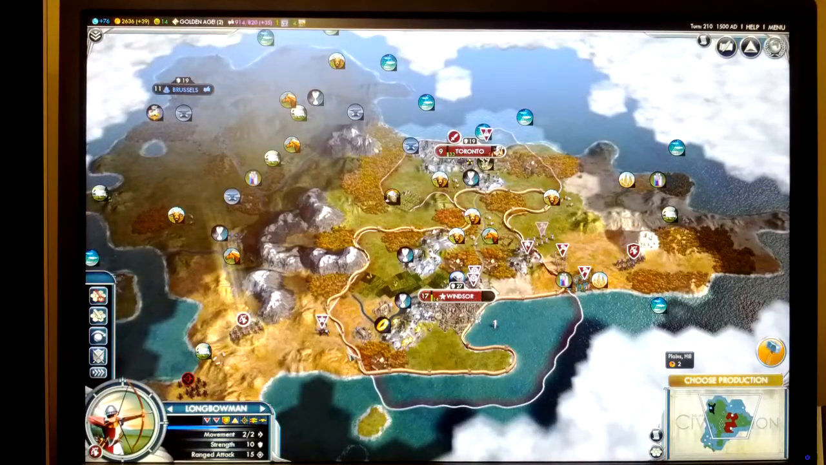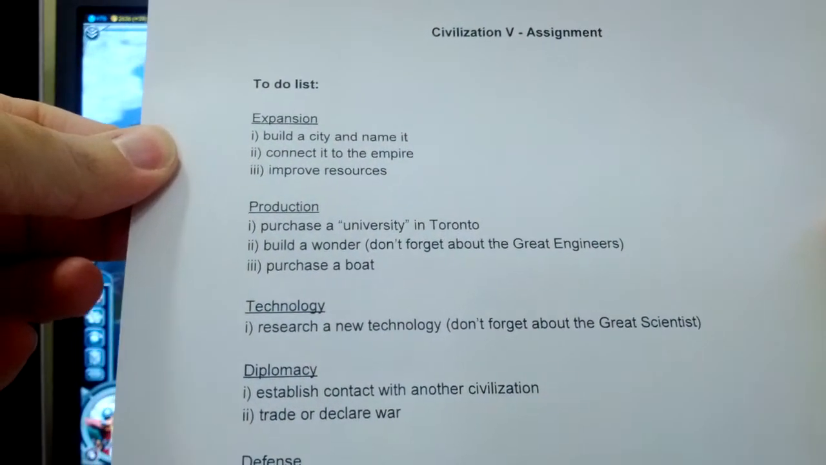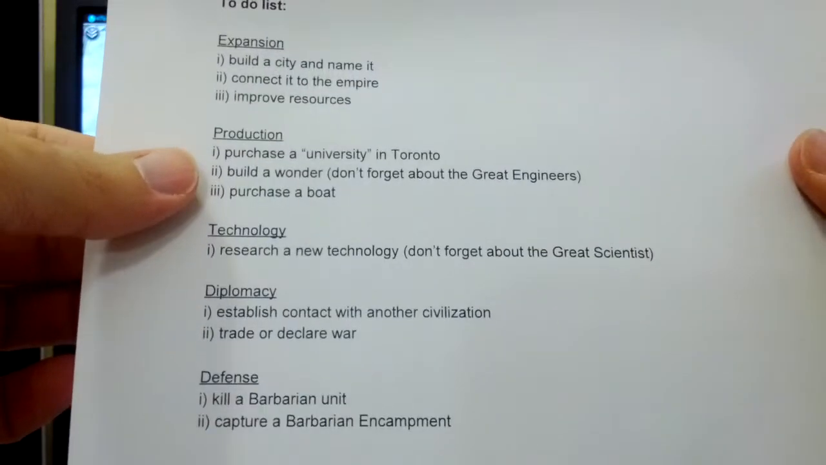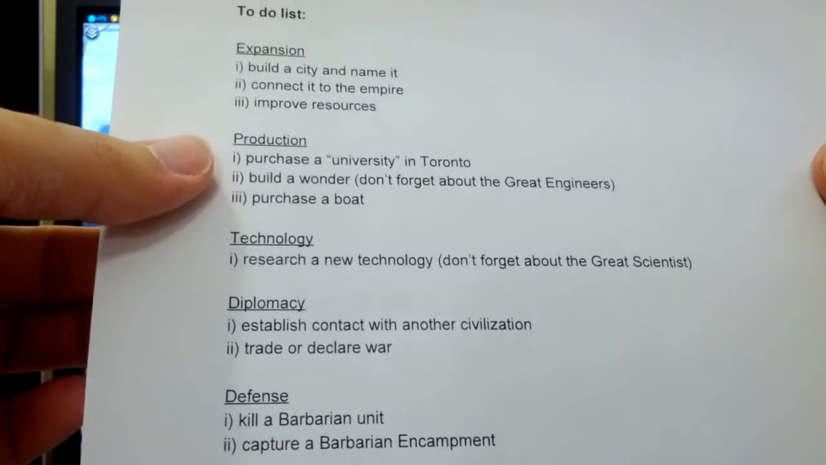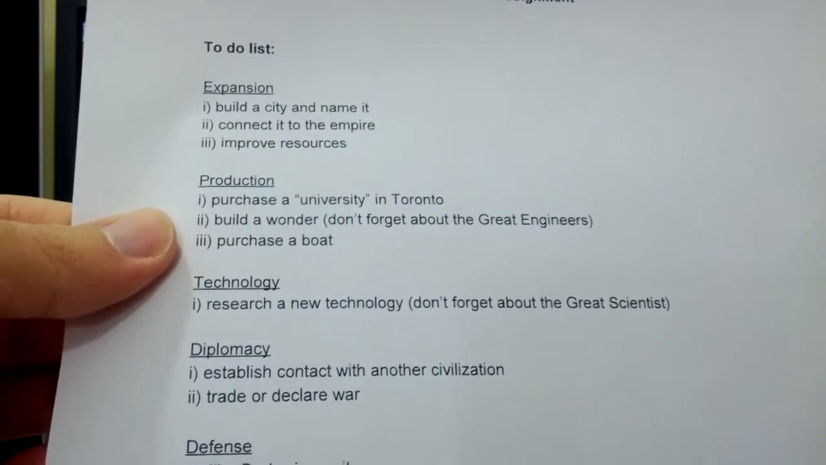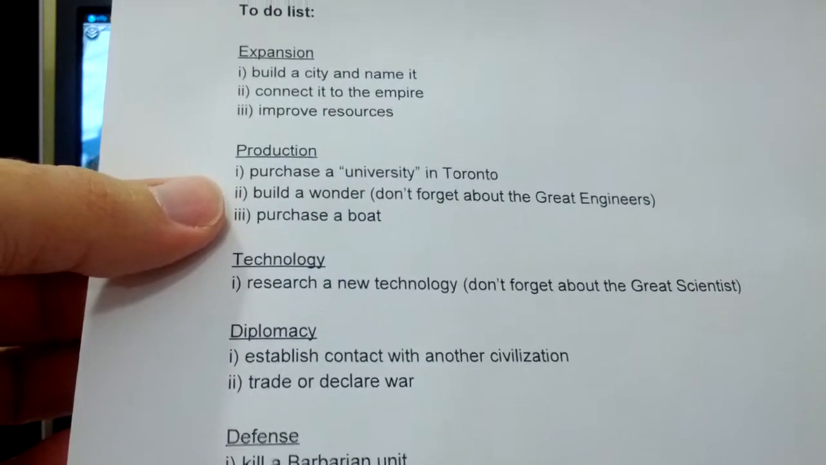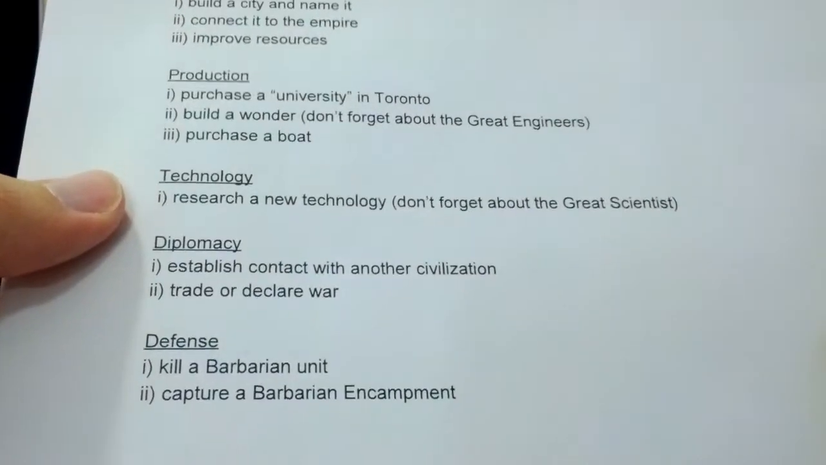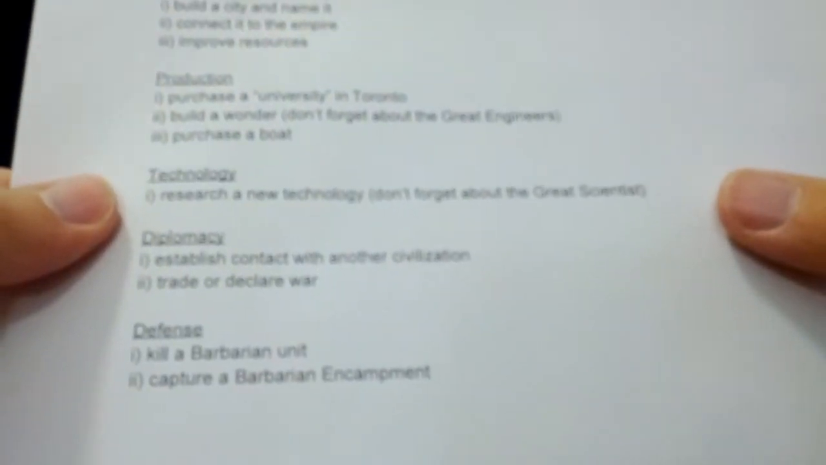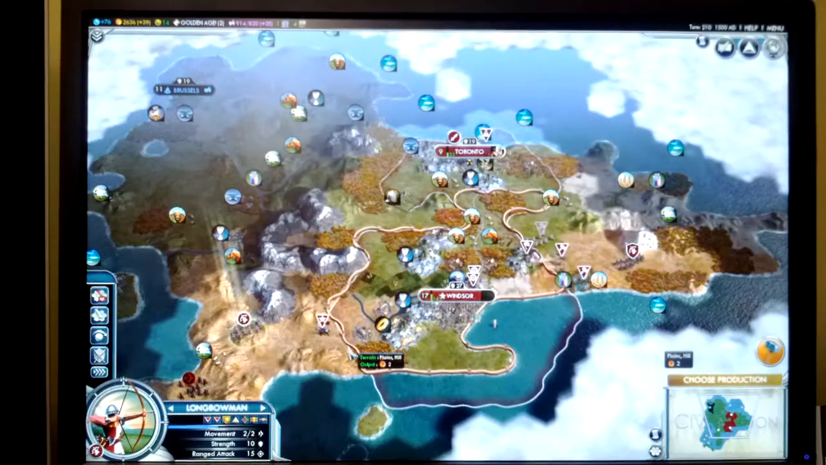So, to go through our list, let's look at the beginning here. We have expansion: build a city and name it. We'll need settlers for that. Connect to the empire, improve resources. Also, we can purchase a university in Toronto with the money that we have. We have to build a wonder. You can use great engineers to do that. They're so great, in fact, that they can do it almost immediately. We could also purchase a boat if we have the required technology. Speaking of technology, we have to research a new technology. And here again, we have a great scientist, I believe, in Toronto, that can be used to instantly achieve something like that. So let's work on that for now.